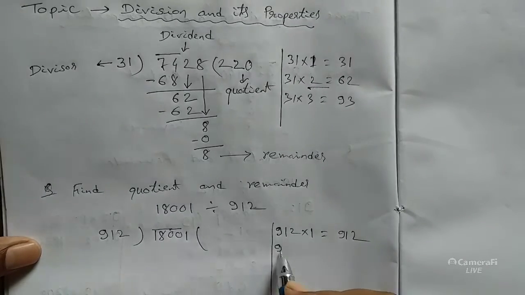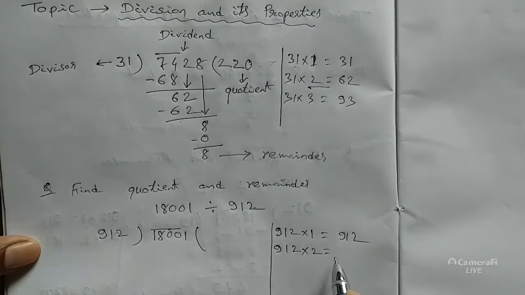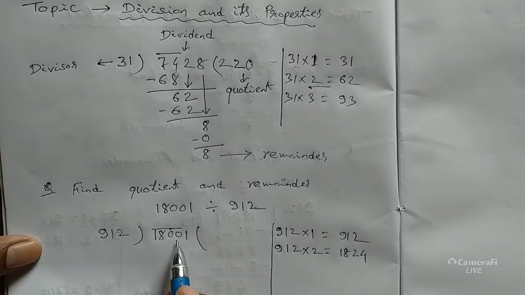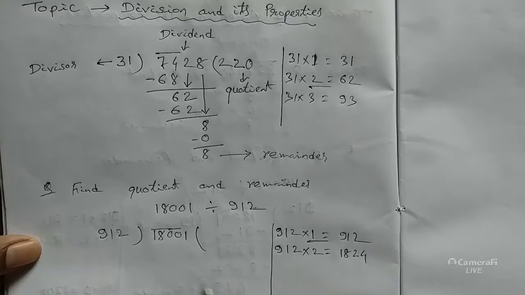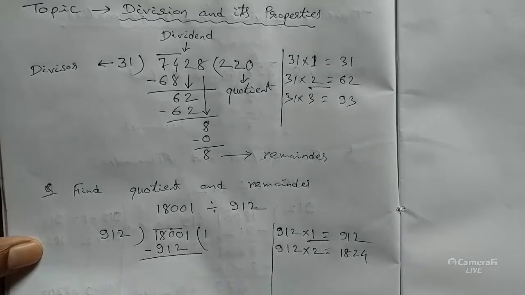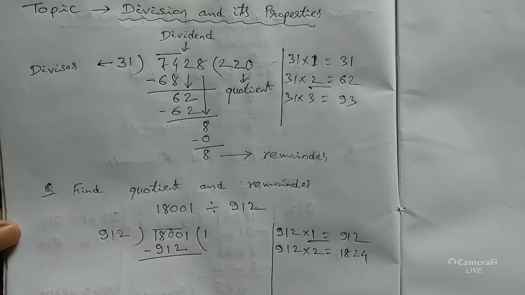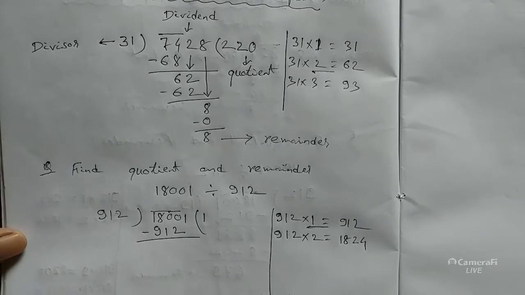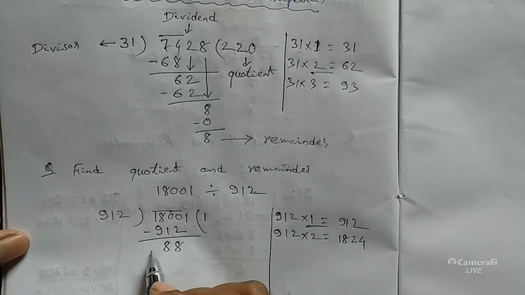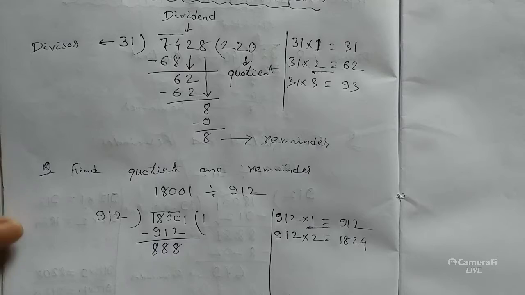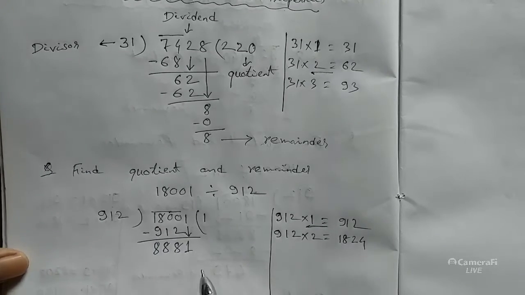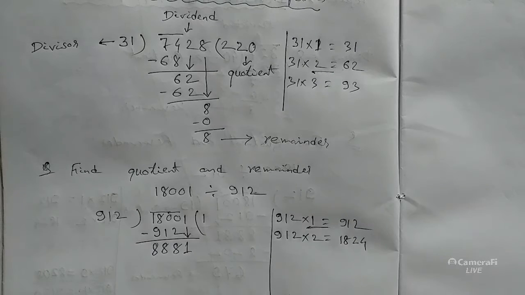Now go through the table of 912. 912 into 2 we get 1824, which is more than 1800. So we should take 1, and by 1 we get 912. Now subtract: 10 minus 2 is 8, again 1 borrowed from here, so again 8. After subtracting we get 88. Now there is another digit, 1, we should take in the next step.